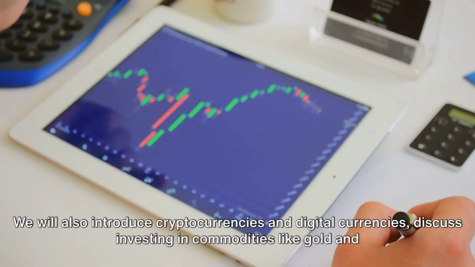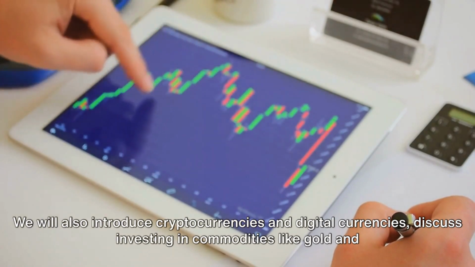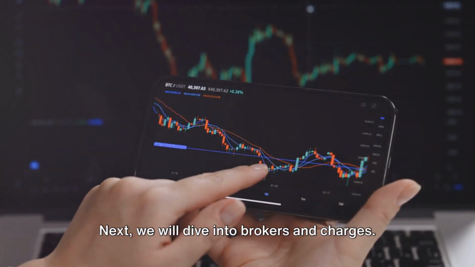We will also introduce cryptocurrencies and digital currencies, discuss investing in commodities like gold and oil, and explain options trading and its risks and rewards. Next, we will dive into brokers and charges.